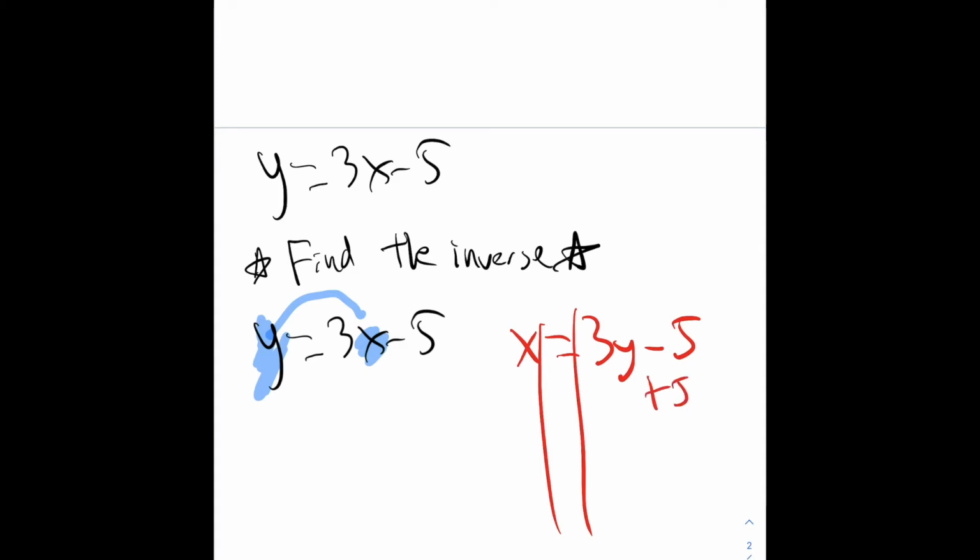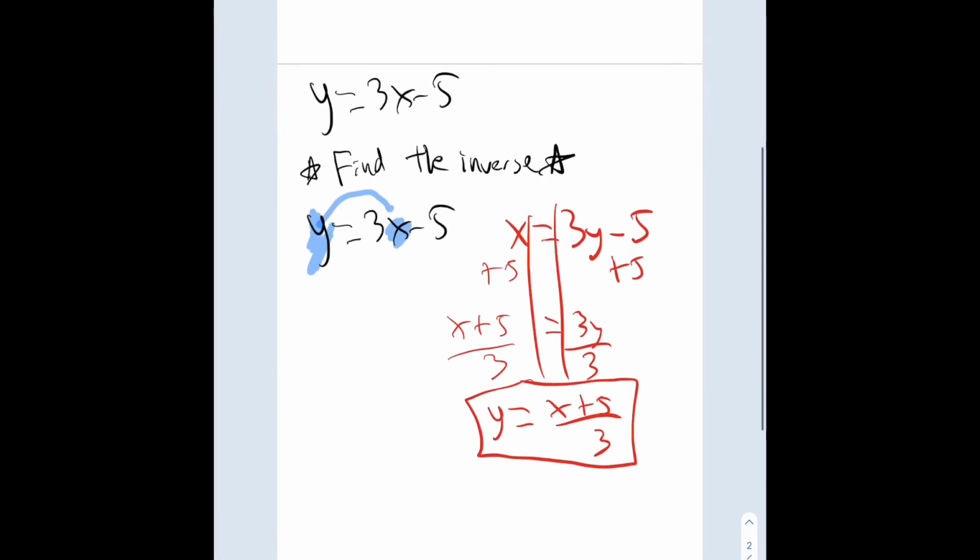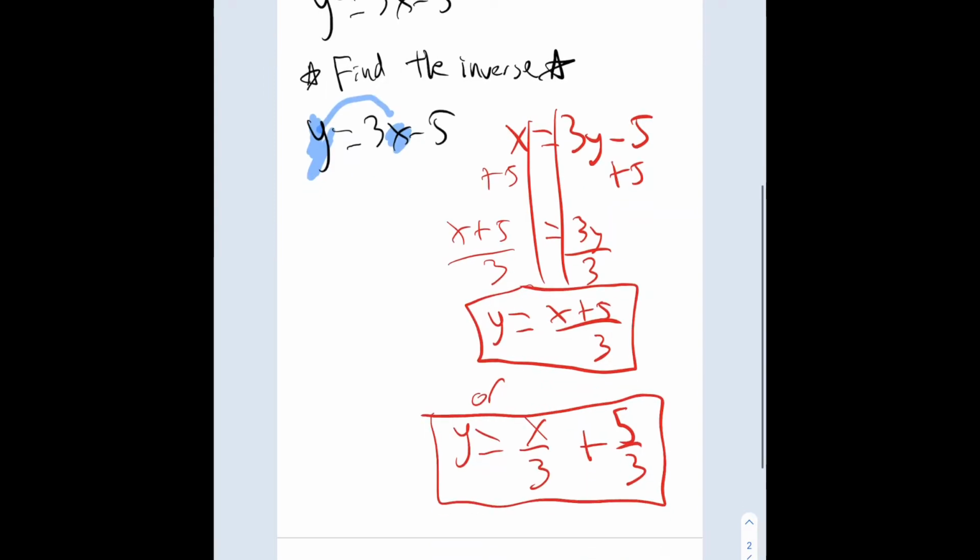But again, we don't like having our equation as x equals. So we're still going to set it up how we like it, with y as a y equals. So again, I can just put the y on the other side, but y equals x plus 5 over 3. So that's going to be my inverse. Another way you could write that is as x over 3 plus 5 over 3. Again, just different ways to write the same thing.